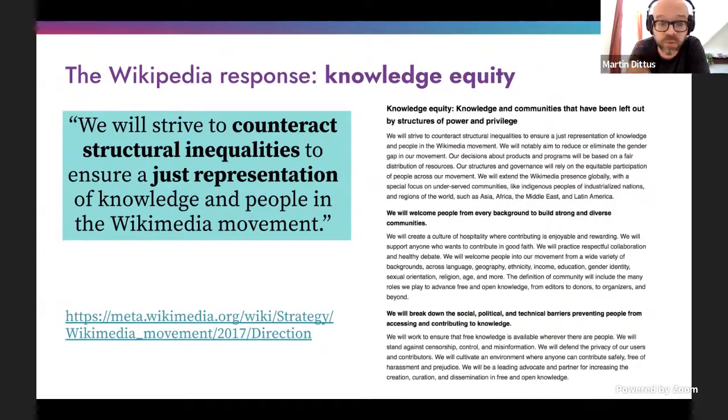And sometimes when we want to make that happen, we need to deal with structural inequalities in order to make sure that representations are just, fair, and appropriate. And so I think that's a really important articulation for Wikipedia.